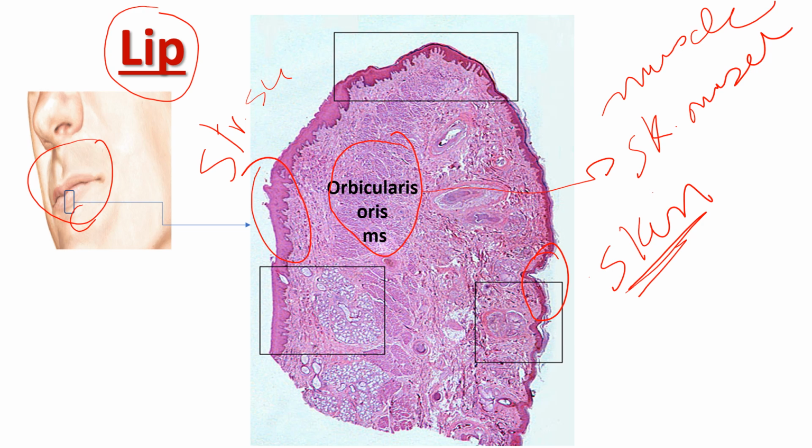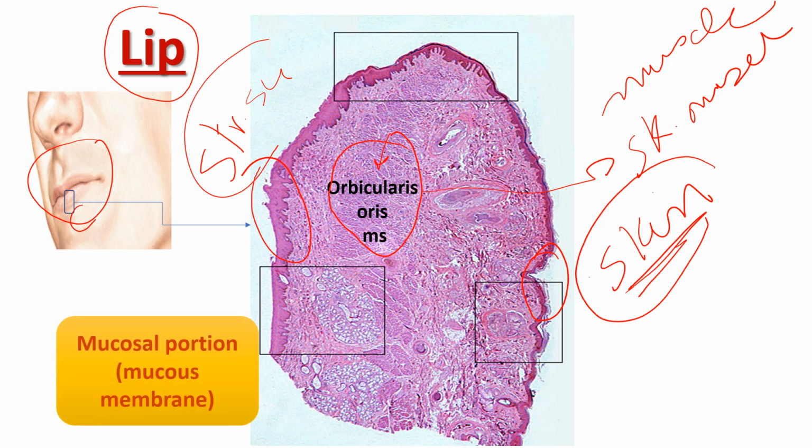So the main structure of the lip is the circular skeletal muscle called the orbicularis oris muscle. From outside it is covered by skin. From inside it is covered by stratified squamous epithelium. Let's repeat what we said. From inside it is covered by non-keratinized stratified squamous epithelium, and this epithelium is lying above connective tissue.